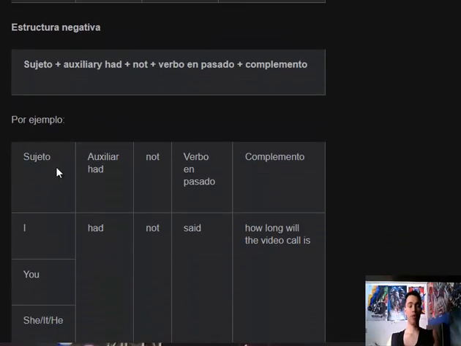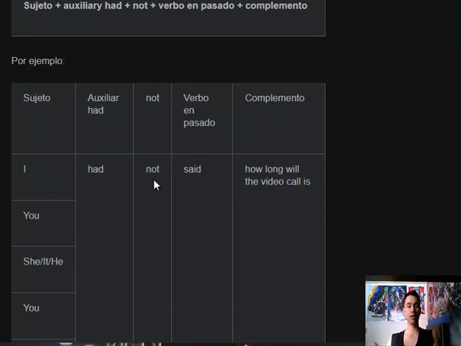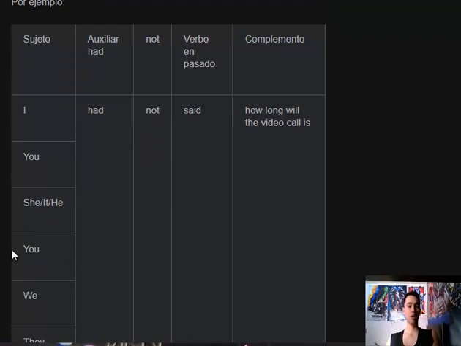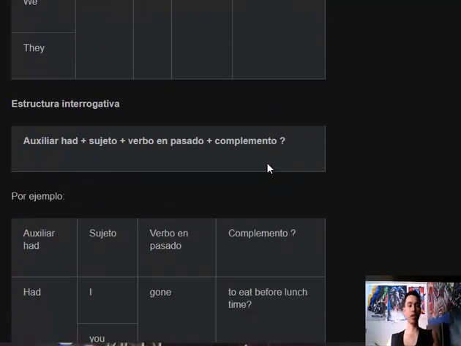Now we have the negative form. It's similar to the affirmative, but we just add not. So an example could be, I had not said how long the video call is. Or we can also contract this. So we have, you hadn't said how long the video is.